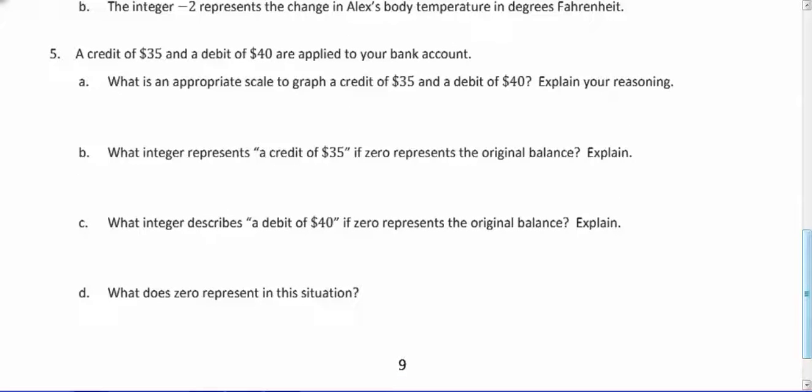Part B, what integer represents a credit of $35 if 0 is the original balance? And explain yourself. What integer describes a debit of $40 if 0 represents the original balance? And explain. And D, what does 0 represent in the situation? All right, so don't overcomplicate these guys, just remember, think of the words we learned with the banking, right? If it's going to be positive, we know we're going to see certain words, and it means think about what it's going to do to the account balance, right? If it's something that's going to increase the account, then obviously it's a positive number, etc. So maybe you can use some of that info to help with your explanations.